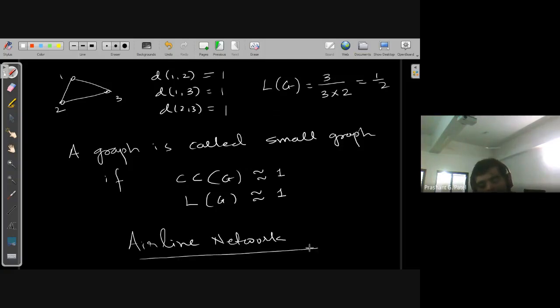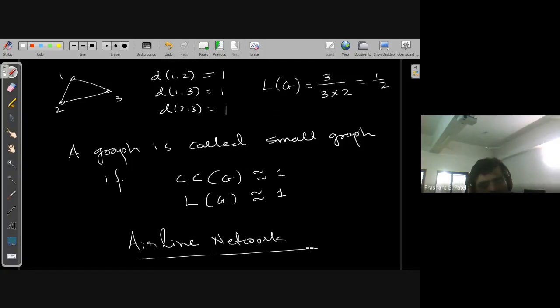Airline networks are an example of a small world graph, because if you want to travel from one city to any other city by airline, you can travel with at most 2 or 3 flights. You change flights 2 or 3 times, and you can reach your destination in any part of the world. So that is the way we can say that the graph is a small world graph.